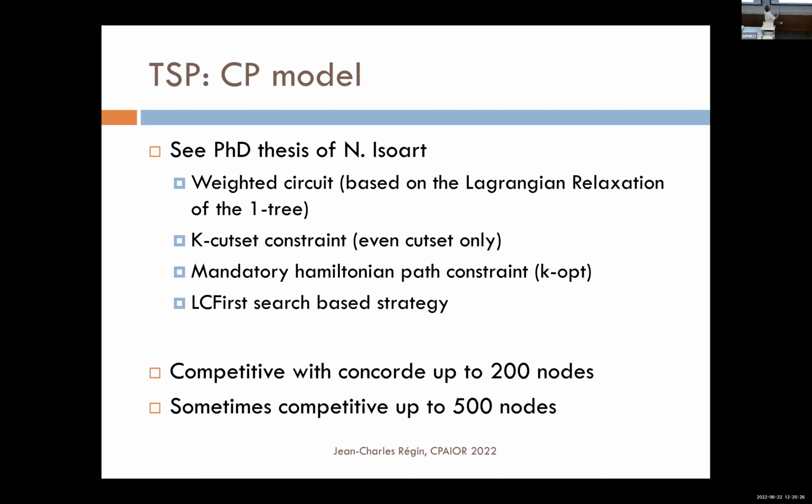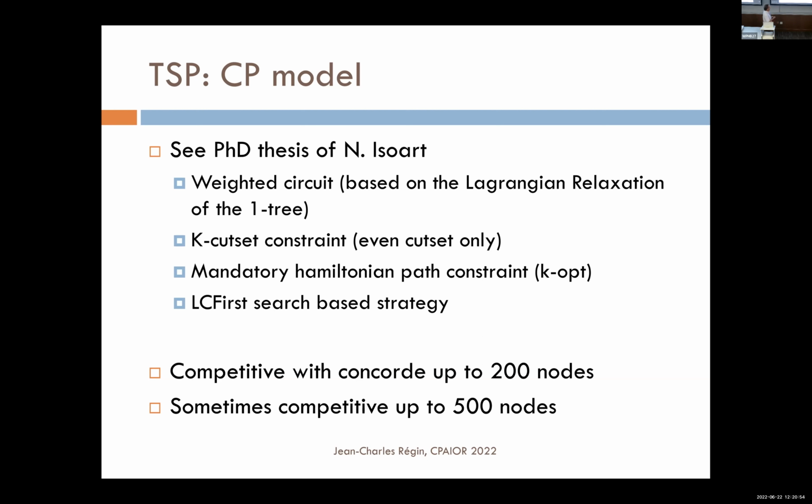We have some things that we call mandatory Hamiltonian path constraint, which just means that if you search for optimality, when you have a subpath, your subpath must be optimal. That is, it's not possible to have a rearrangement of this subpath which leads to a lower cost for the subpath. And so we mix all the things together with a search which is particular, and I'm going to give some details about this search.